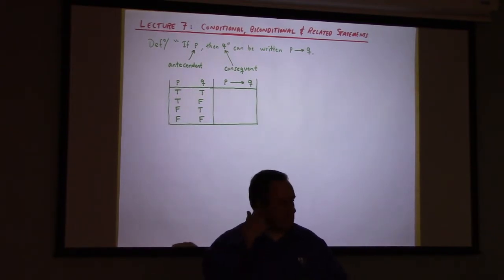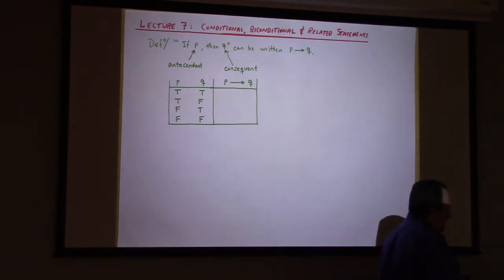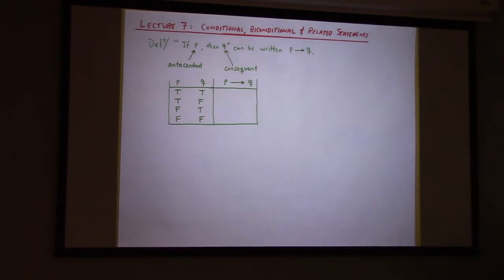All right, so let's talk about sections 3.3 and 3.4. I'll try to just give you a quick overview of the ideas, and then I'll try to leave time for homework, so we can talk about the homework. I'll be a little bit light on examples here. So first of all, the conditional, the biconditional, and related statements are the topics for today, basically.